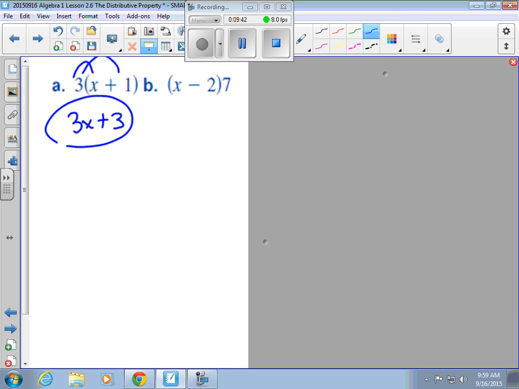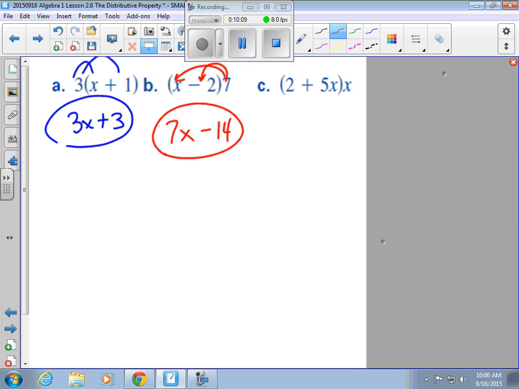Below that or next to that, do this one. Notice it's written backwards. Notice it has subtraction in it. You're doing the same thing, though. Okay, we got x minus 2 times 7. 7 times x is 7x. 7 times negative 2, negative 14. Again, can't put those two together. Not like terms.